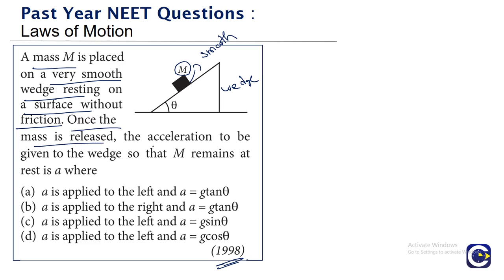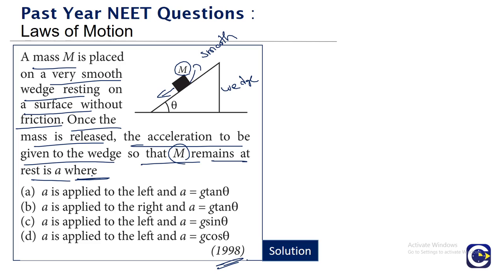Once you release the mass, what is going to happen is, we know there will be a component of the weight acting on the mass which will try to make it slide down the wedge. Once the mass is released, the acceleration to be given to the wedge so that the mass M remains at rest is A. Okay, so we need to find what is the value of this A. So let us try to understand the question carefully.